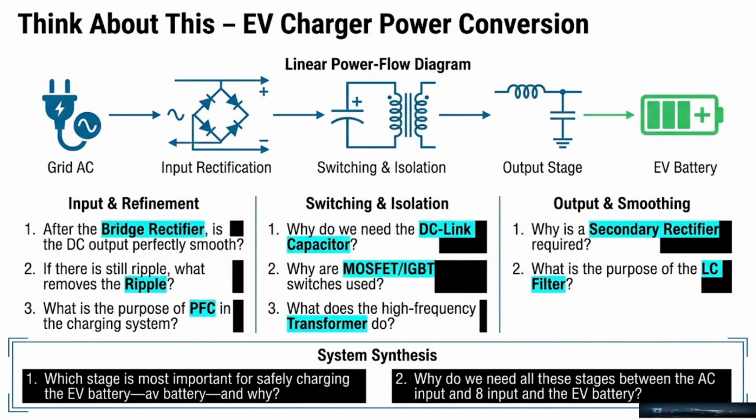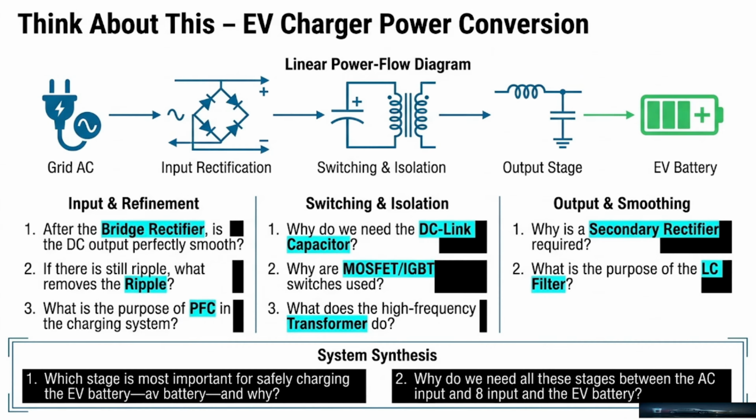So today we have followed the complete journey of the electrical power from AC grid all the way to EV battery. We started with AC, then the bridge rectifier converted AC to DC, right? All that journey we have covered.